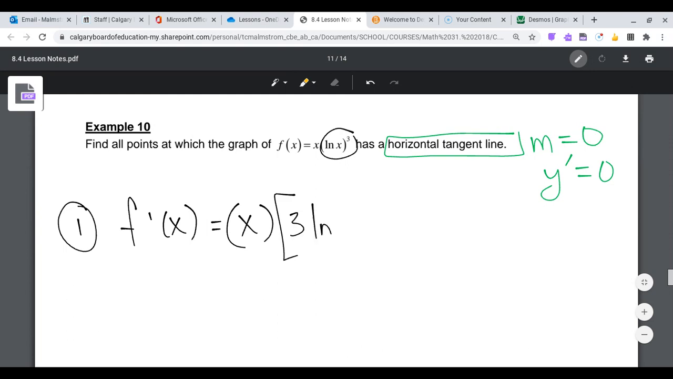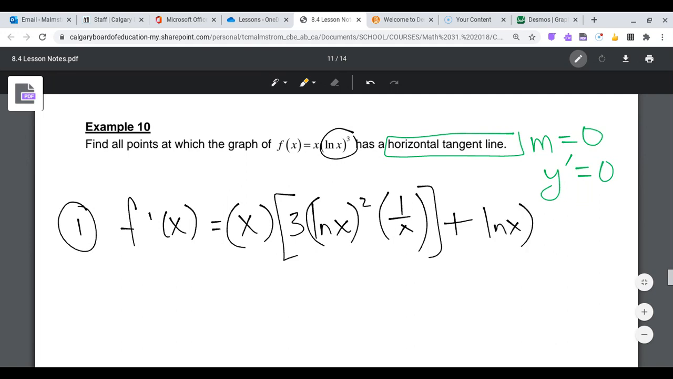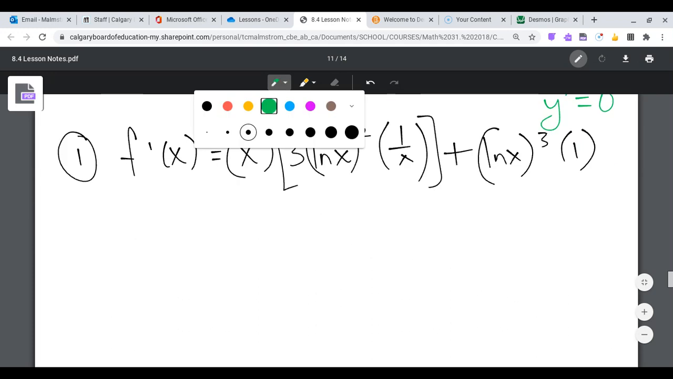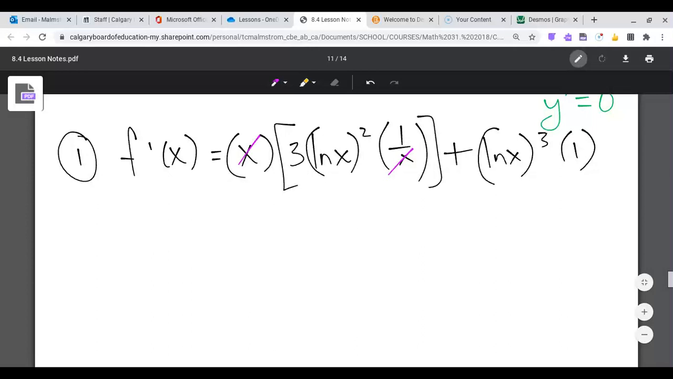So x times the derivative of ln x cubed, which I'm going to do with a chain rule: 3 ln x squared, derivative of the inside is 1 on x. Plus the ln x cubed times the derivative of x, which is just 1. What could we tidy up in here? It looks like my x's could cancel here. And then what do I have? I have 3 ln squared x plus ln cubed x.